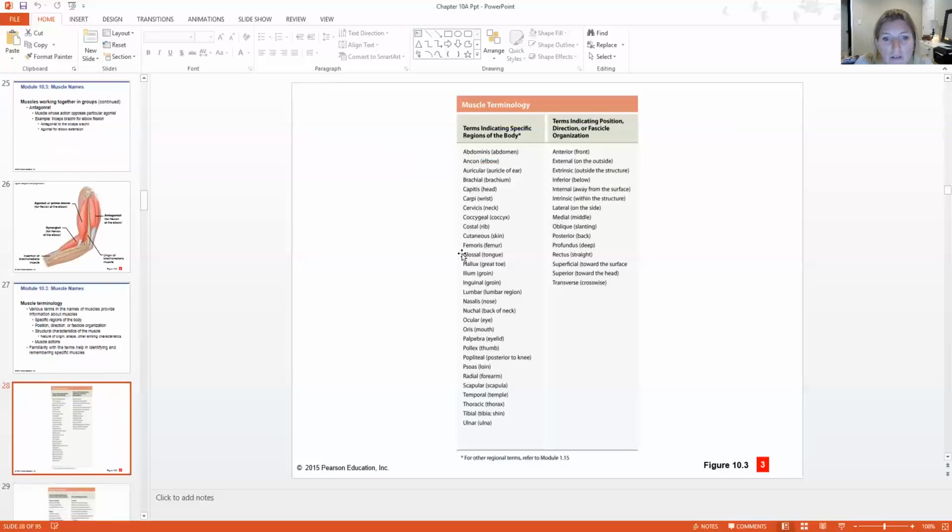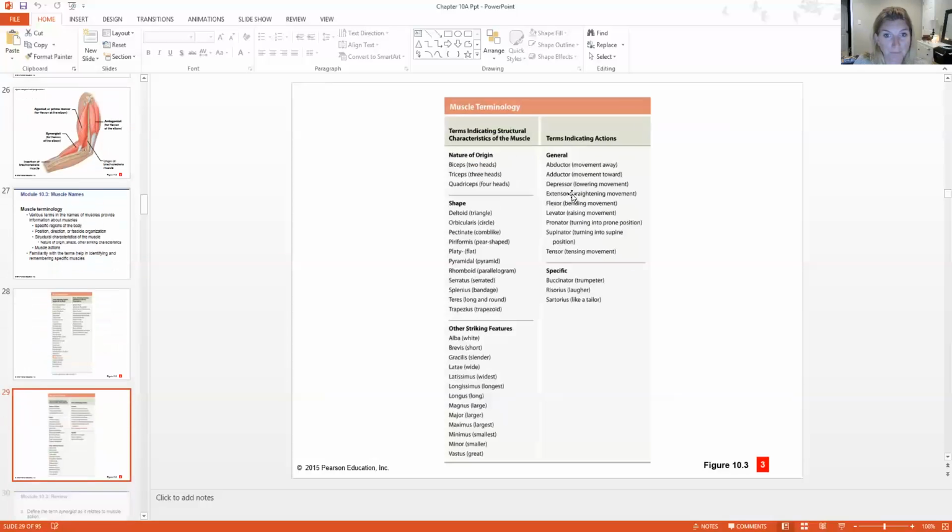Something called glossal is referring to the tongue. Brachial is referring to the arm, the upper arm. Antebrachial is referring to the forearm. And then again, our position, direction, fascicular organization. Oblique would be coming at an angle. Rectus is straight or parallel to the body. Inferior, exterior, intrinsic, extrinsic, deep, superficial. These are all names that should make sense to you at this point.